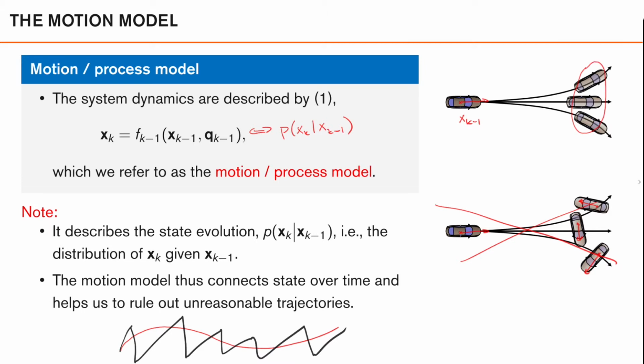So states in this region are probable. States outside this region are improbable. And this is an illustration of the motion model. And with this motion model, these types of states here would be very improbable.